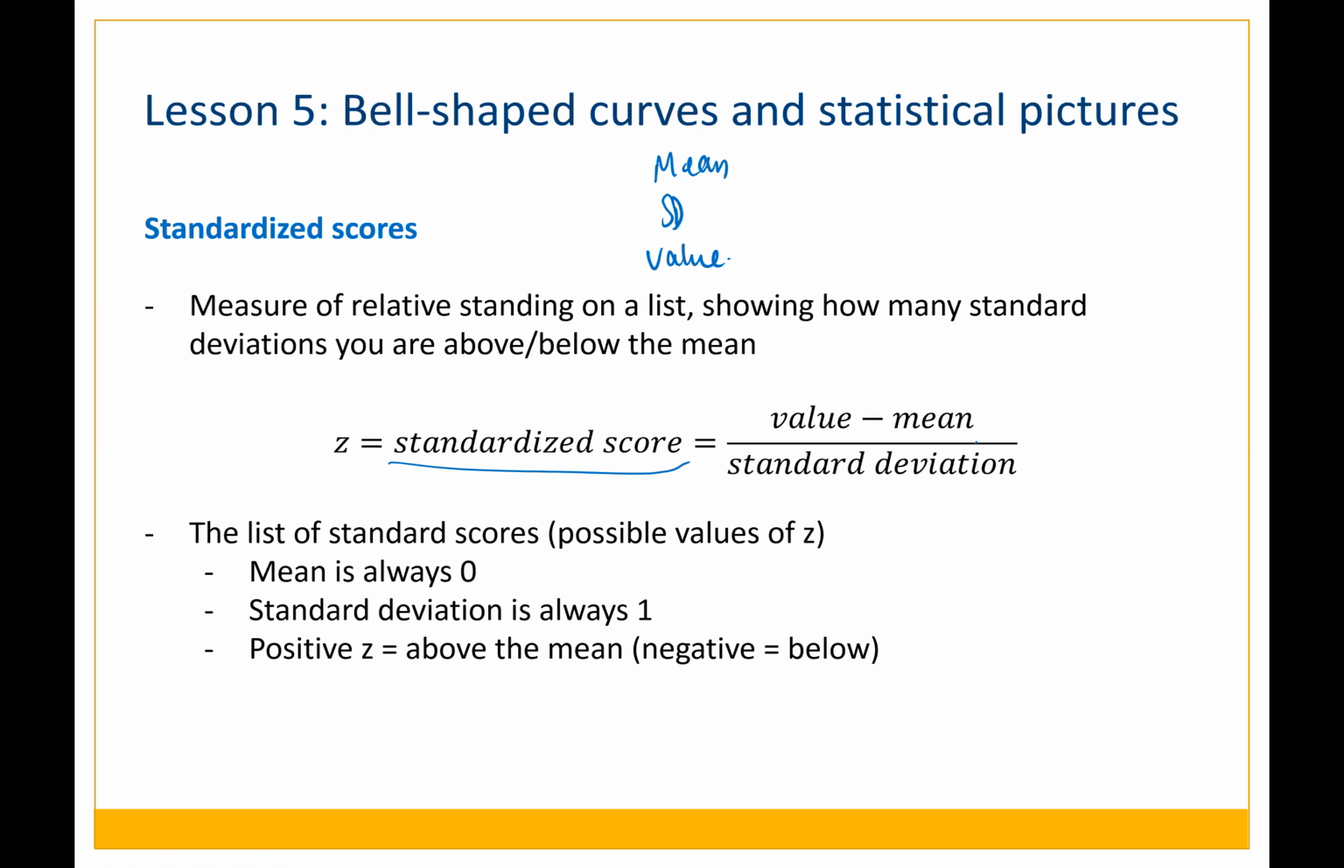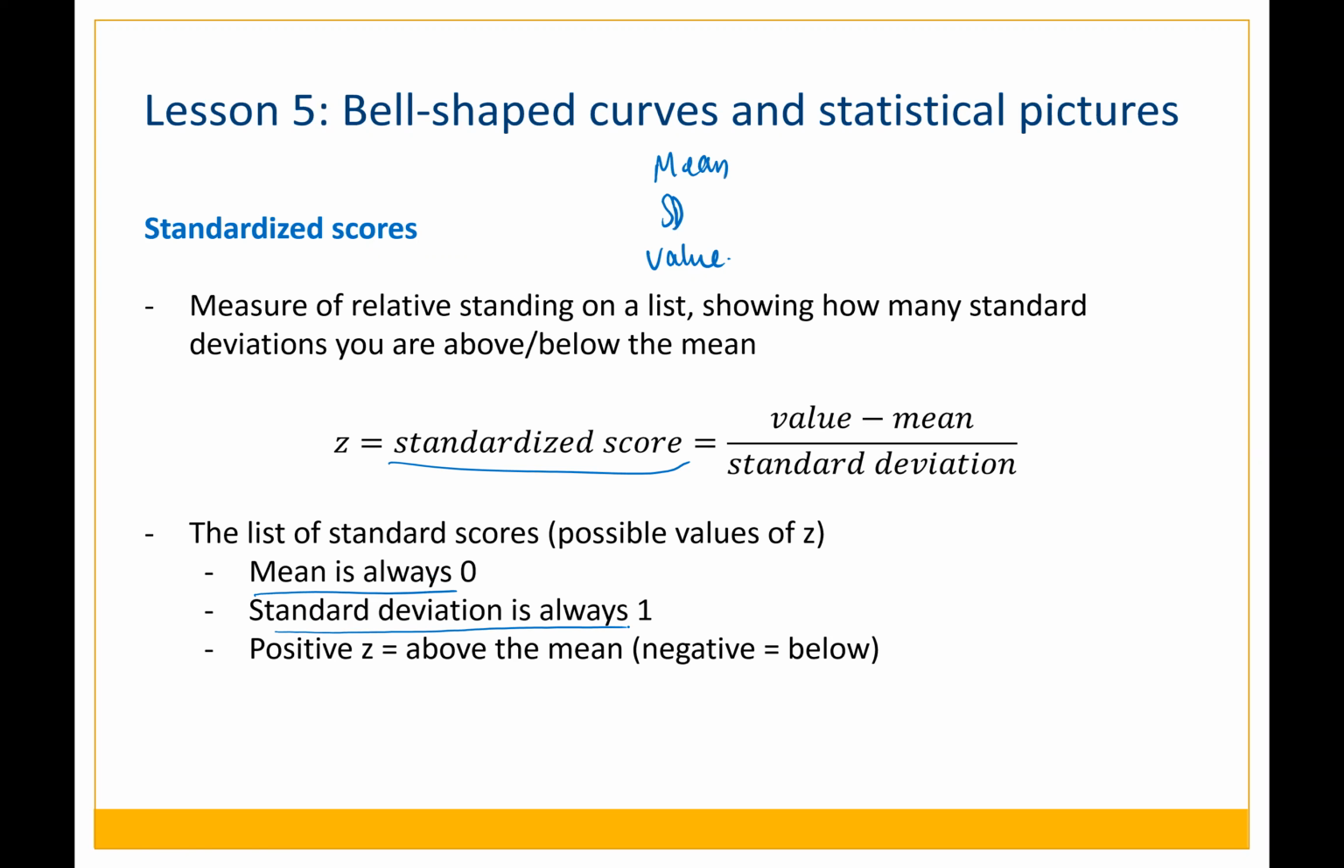Honestly, in this class you wouldn't have to do that many calculations at all. Mostly you're given the result, and you just interpret it. If the value equals the mean, you have a 0 numerator, so the standardized score is going to be 0. The standard deviation is always 1.